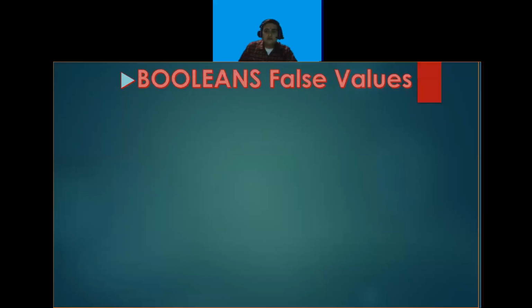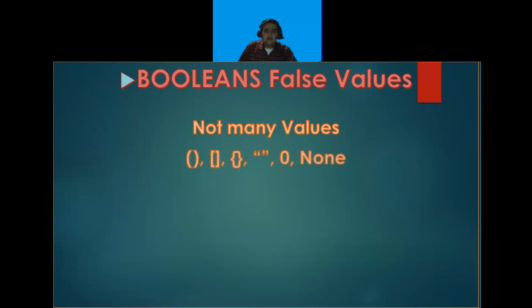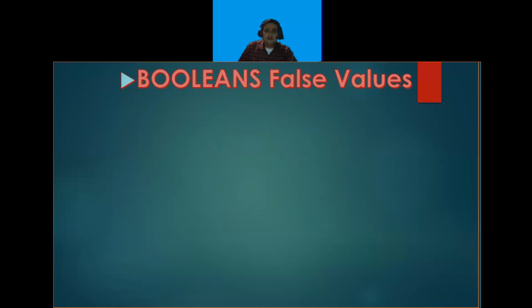False values. There are not many values that evaluate to false, except the empty list, the empty tuple, the empty set, the empty dictionary, the empty string, 0 or None. And of course, False evaluates to false. So let's see some examples of these false values.